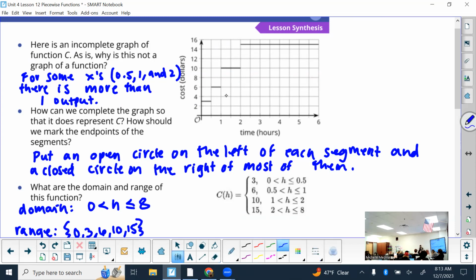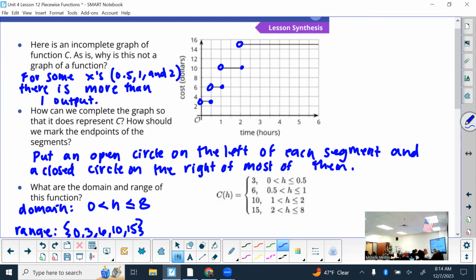Basically, if I put an open circle on the left part and the closed circle on the right part of each segment, then it's now a function because then there's only one output. For the very last one, because my interval actually ends at 8, not 6, I won't put a closed circle there. I'll just leave that part alone.